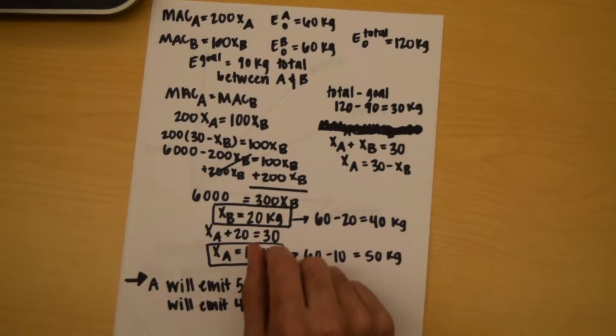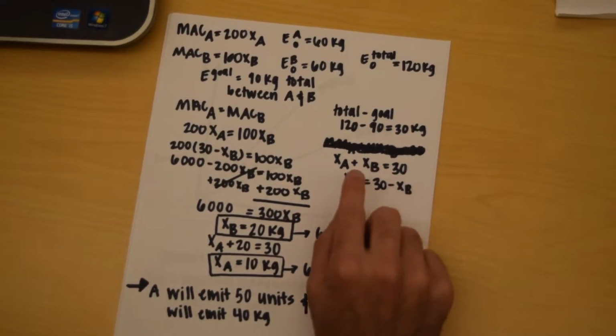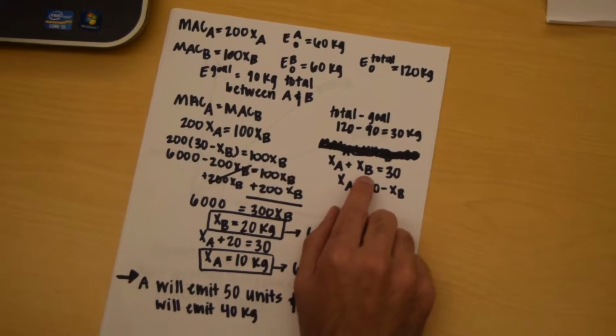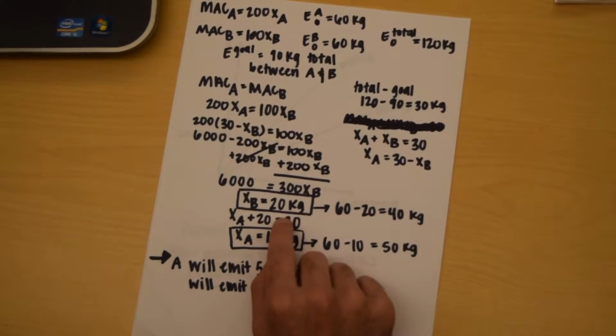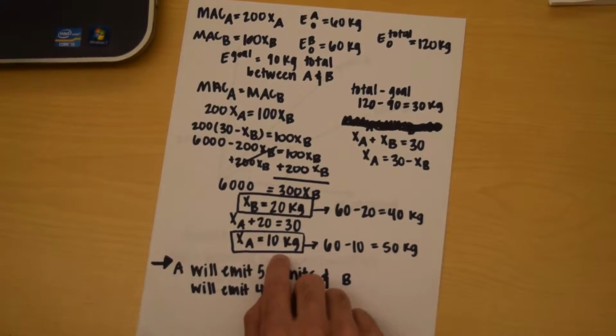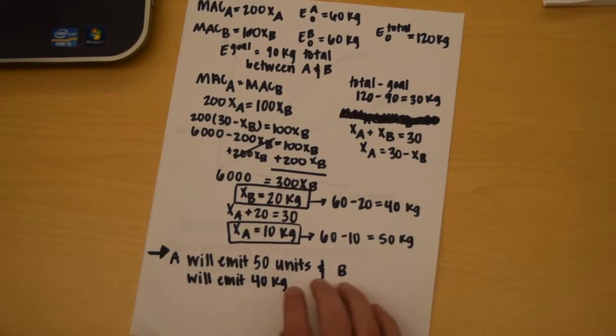I would like to steal. I believe I have the cost-effective solution. To find the cost-effective solution, I first set the marginal cost functions of each firm equal to each other, and then substituted in given that they needed to abate 30 units total. Using this algebra, I found that firm B should abate 20 kilograms and firm A should abate 10 kilograms, where A will still emit 50 units and B will still emit 40 units.